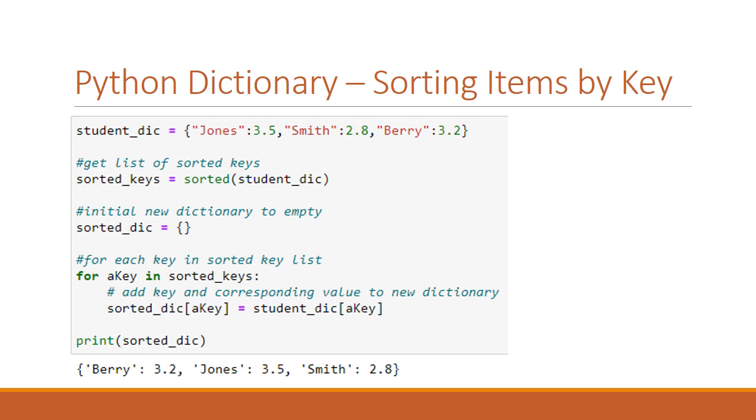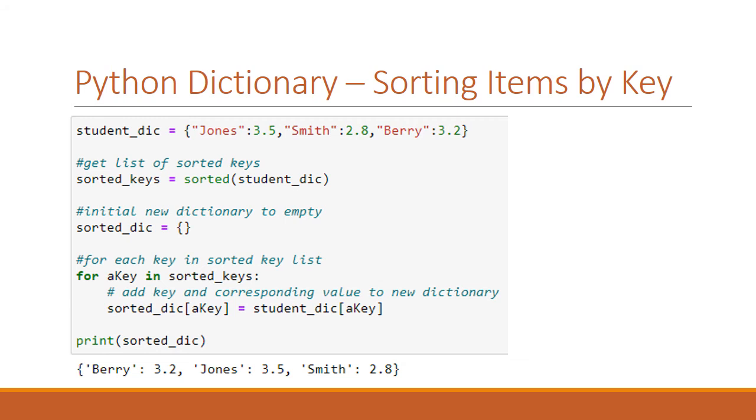Let's look at some sample code that will sort our dictionary by keys. The first thing we do is get a list of sorted keys. So we use the sorted function and we use our dictionary. The name of our dictionary is an argument, and that returns a list of keys in sorted order. Now we're going to initialize our new dictionary to the empty dictionary. Then for each key in our sorted list, we create a new item in our new sorted dictionary.